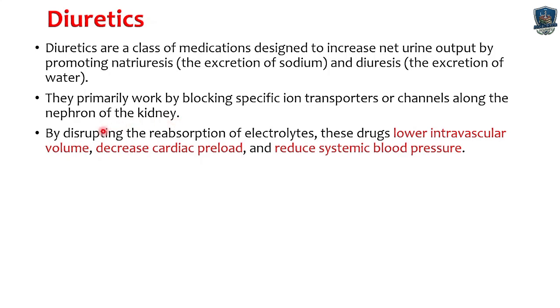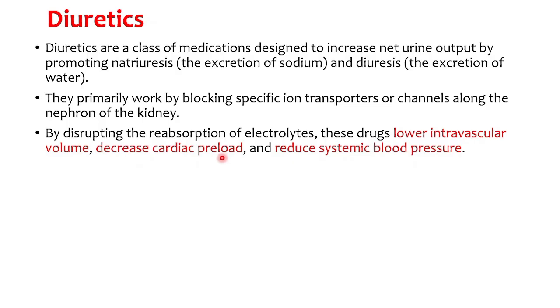When you disrupt the reabsorption of electrolytes, when you disrupt the absorption of sodium and water, what happens? You will lower the intravascular volume. The major aim of diuretics, and the reason they are used as antihypertensives, is that they always lead to lower intravascular volume. With lower intravascular volume, there will be a decreased venous return. A decreased venous return will decrease our preload, so there will be a decreased cardiac preload.